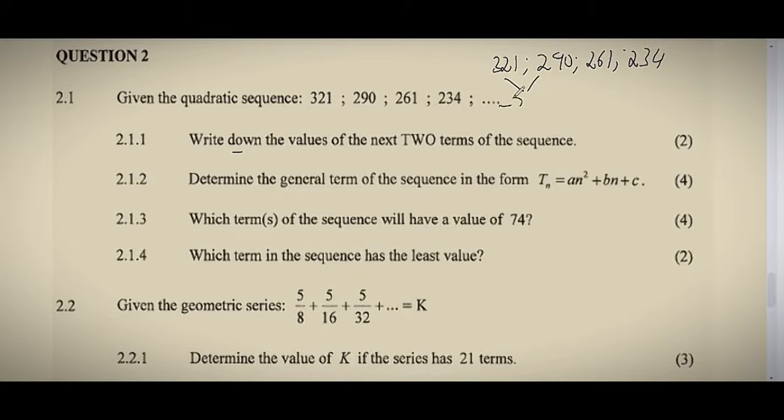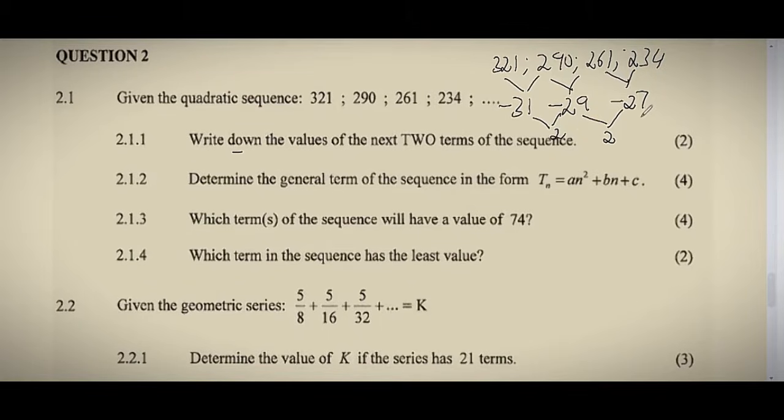That's a negative 31. Then 261 minus 290, that's negative 29. And then if we say 234 minus 261, that's negative 27. Right. Now at this point, we can tell that there is a common second difference of 2. Right. So 2, positive 2.